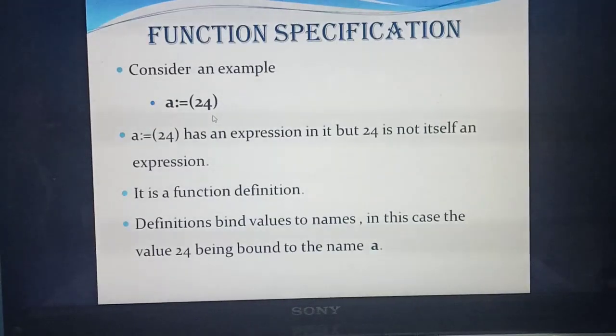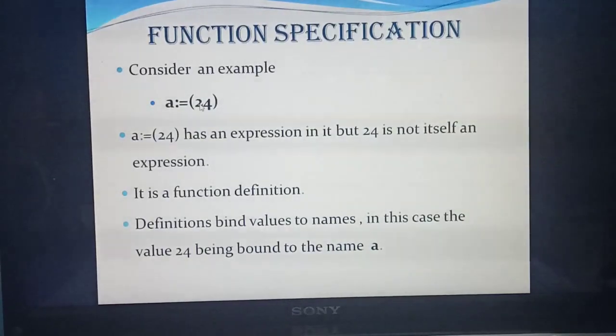What's the meaning? The value is binding to the name. So what's the value? 24. The value 24 is binding to the name. Name means nothing but the variable name. So what's the variable name here? What's the variable you are using here? A. So what's the meaning now? Like this they will ask 2-mark questions or creative questions.